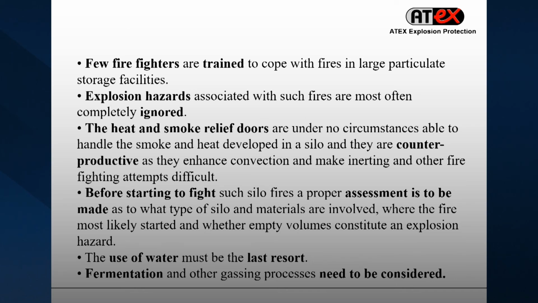And if you have products that could undergo fermentation and produce gas, then you also have to consider not only dust explosions, but gas explosions.